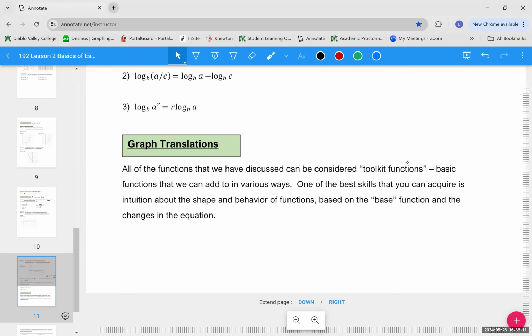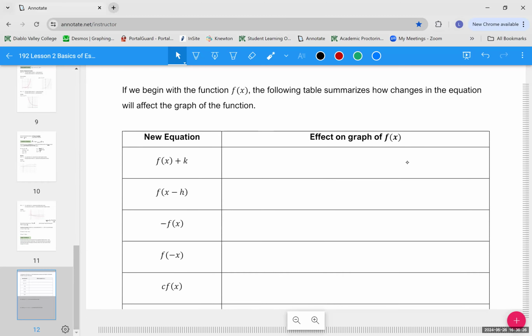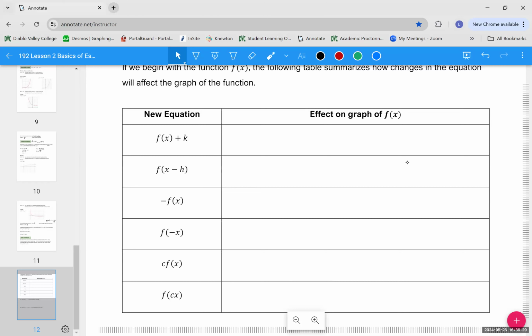Last but not least, we just want to touch briefly on graph translations. We've talked about a lot of different functions in this series of videos, just trying to remind you about some basics. And we want to fill in this table to remind you that you can move a graph based on how you've changed an equation. So for example, if you started with an equation and then you added a constant to it, that's going to move the graph which way? Hopefully you said up. Of course, if k was negative, then that would mean down, right? So up for k positive, down for k negative.